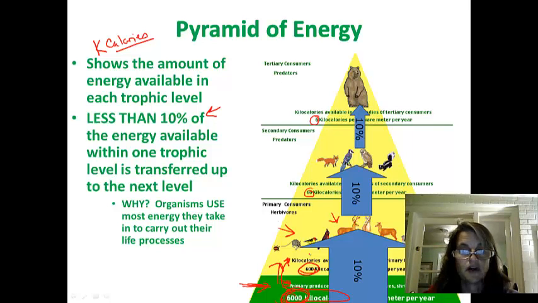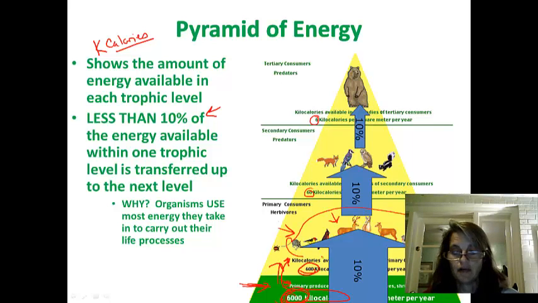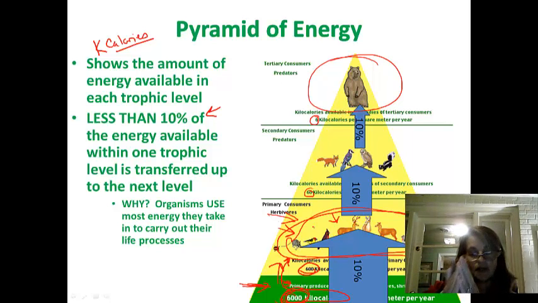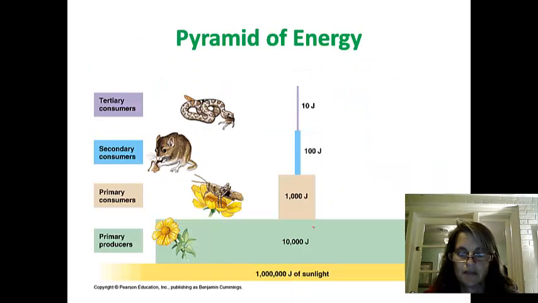Now, think about this in terms of what people eat. If all people were vegetarians, we could feed a lot more people at this level. There's a lot more organisms getting fed at this level than there is at this level. If populations weren't eating meat, we could feed a lot more people off the vegetation than we can off of meat. It takes a lot more energy, a lot more has to go up that trophic level to make meat that can be consumed by, say, us. So just something to think about.